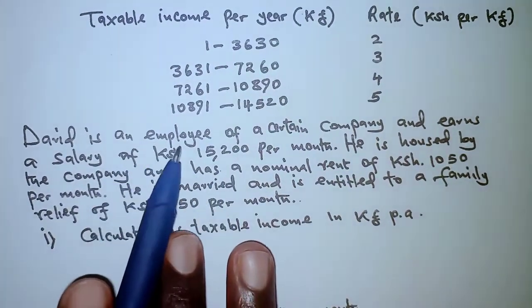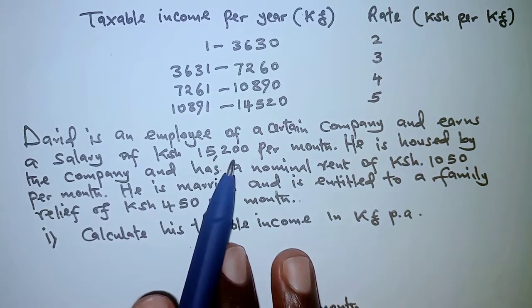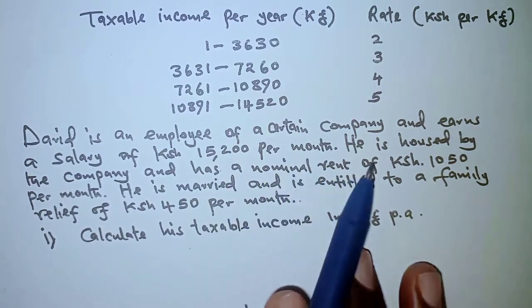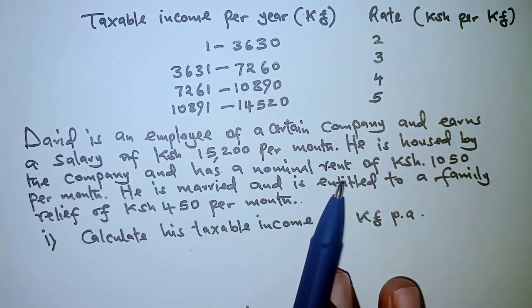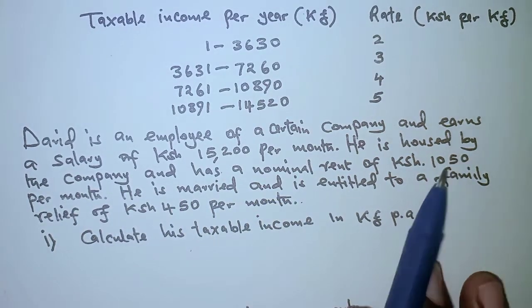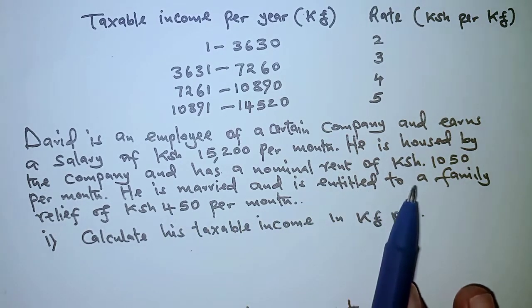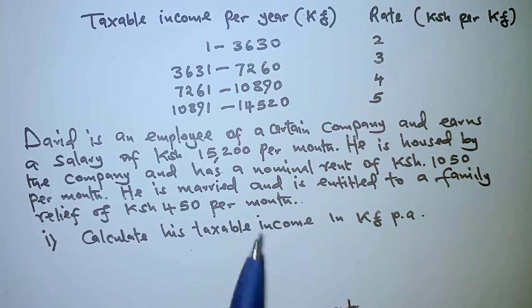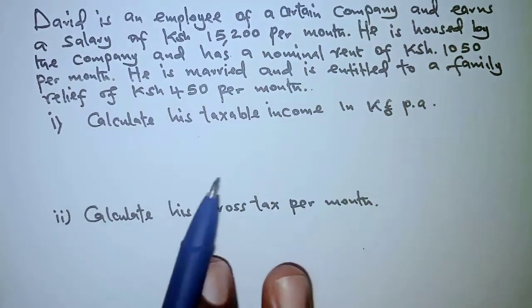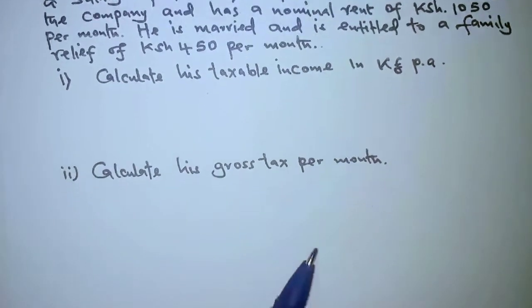Then David is an employee of a certain company and earns a salary of 15,200 shillings per month. He is housed by the company and has a nominal rent of 1,050 shillings per month. He is married and is entitled to a family relief of 450 shillings per month. Then part 1, calculate his taxable income in Kenyan pounds per annum.